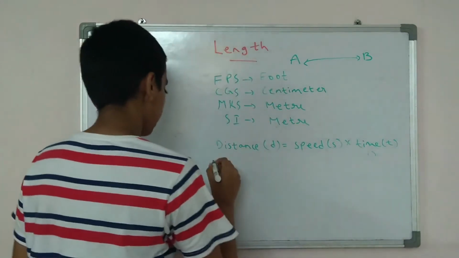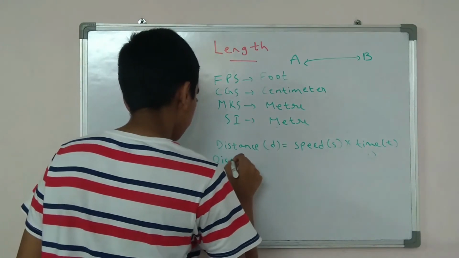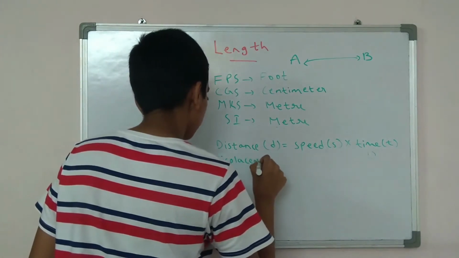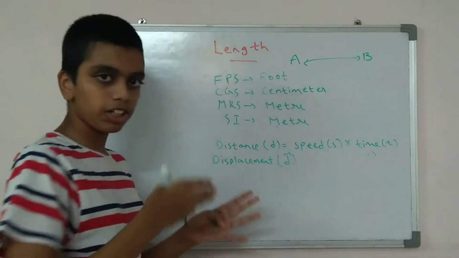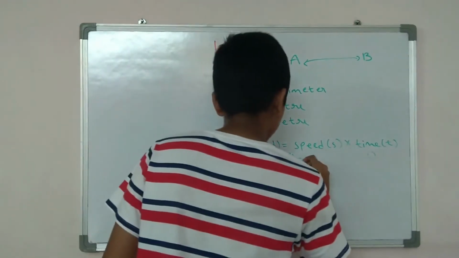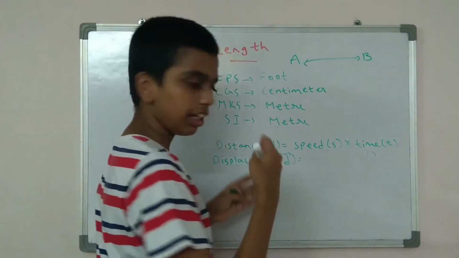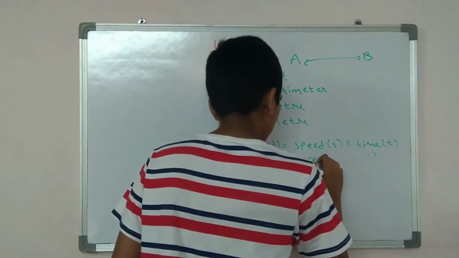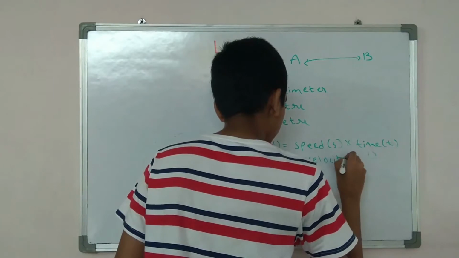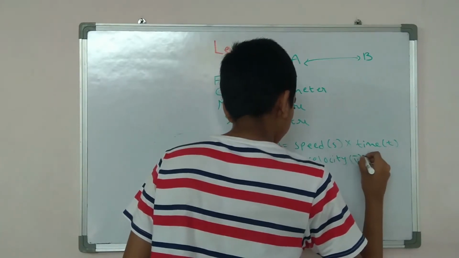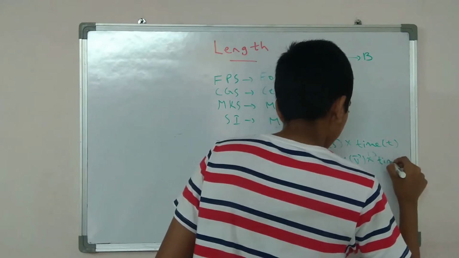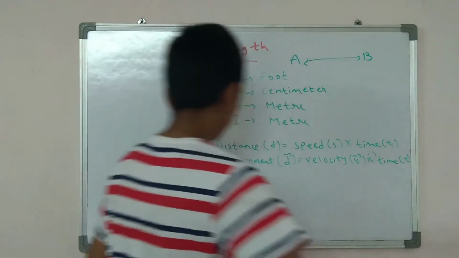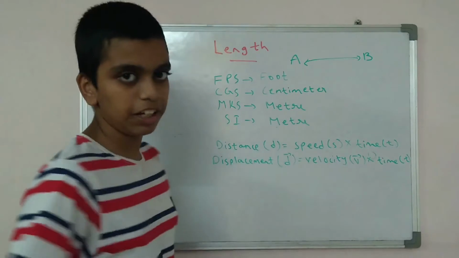Now what is displacement? Displacement is denoted by d with an arrow. I will explain later why I put this arrow. Displacement is velocity, and for velocity also I'll put an arrow, v with an arrow, into time, which is t itself. So this is distance and displacement.